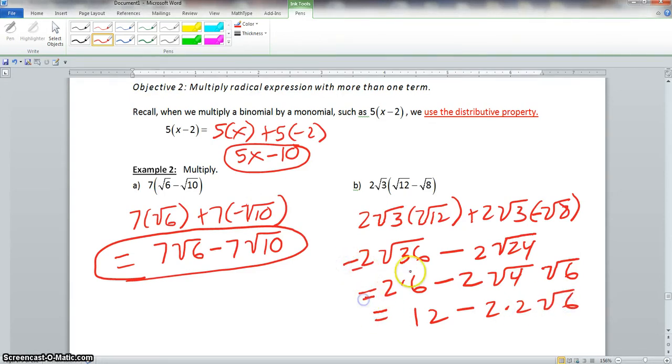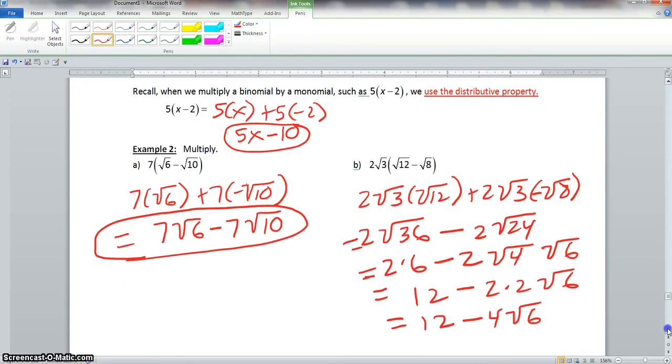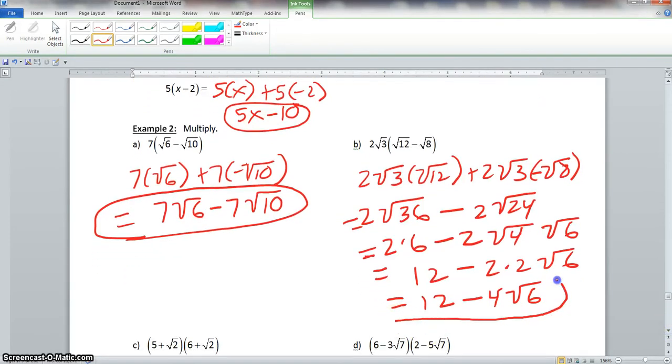Now let's revisit that. 2 times the square root of 36 gave us 2 times 6. The highest perfect square in 24 is 4. And we will have 6 left over. So 2 times the square root of 4 will give us 2 times 2. Now 2 times 6 gave us 12. Minus 2 times 2 is 4, square root 6. And there's nothing more we could do with that problem. So that took care of B.